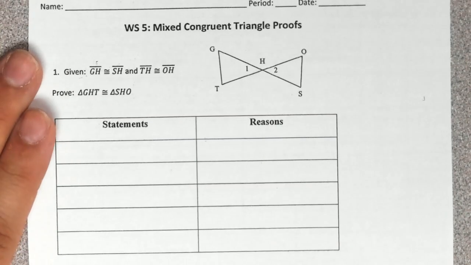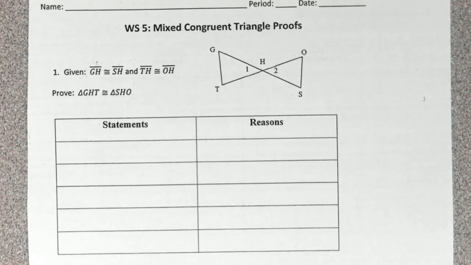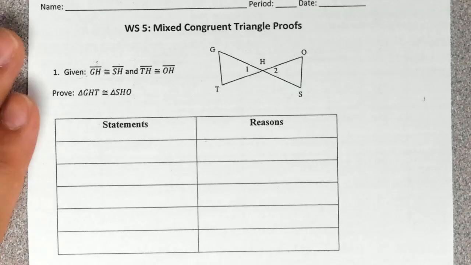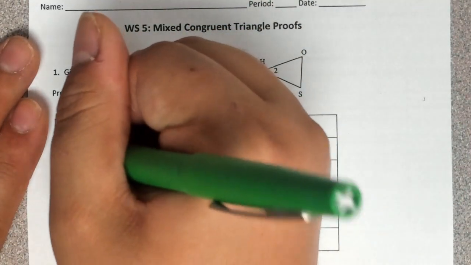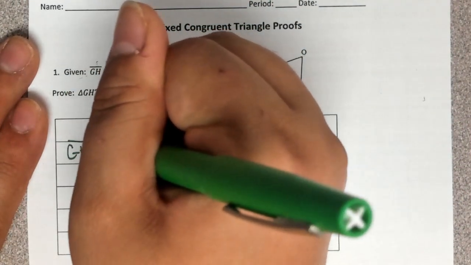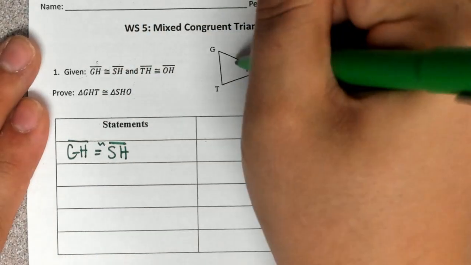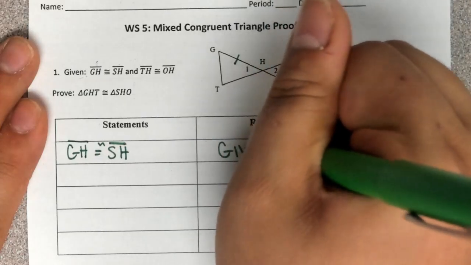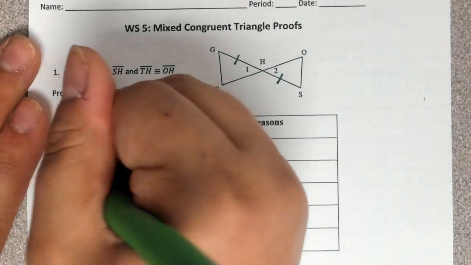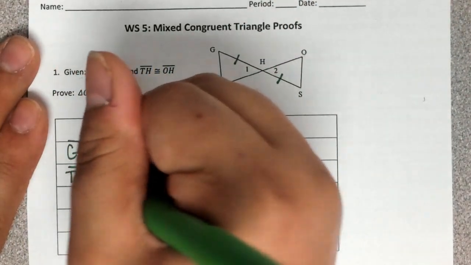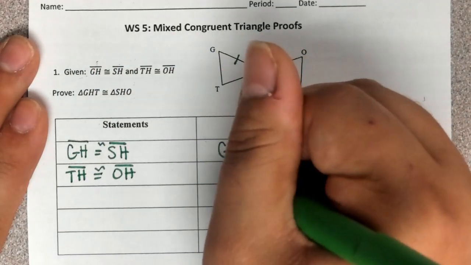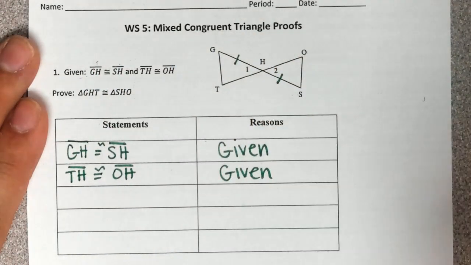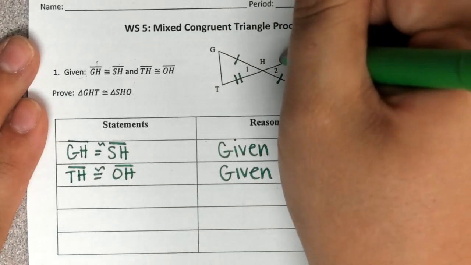So grab the homework that I handed out to you. I'm going to do number 1 and 2 with you. Number 1, let's write my given. GH is congruent to SH, and I'm going to mark that. You can write it in 1 line or you can do them in 2 lines. I'm going to do them in 2 lines just because I write big. But it's up to you. TH is congruent to OH.